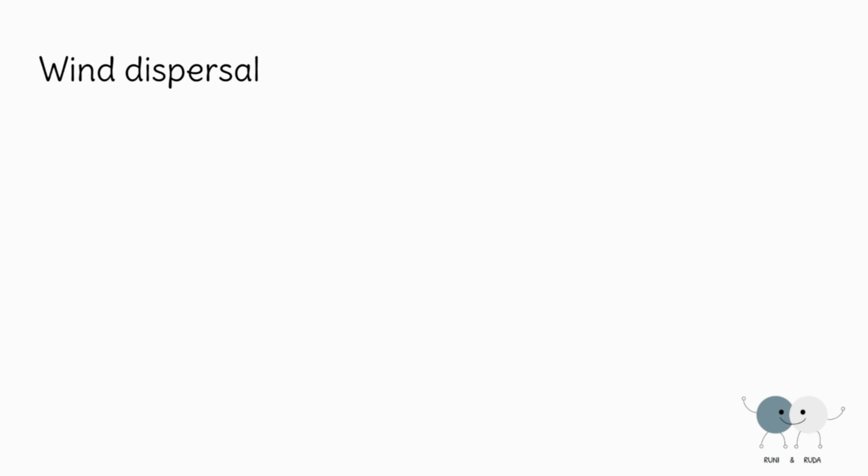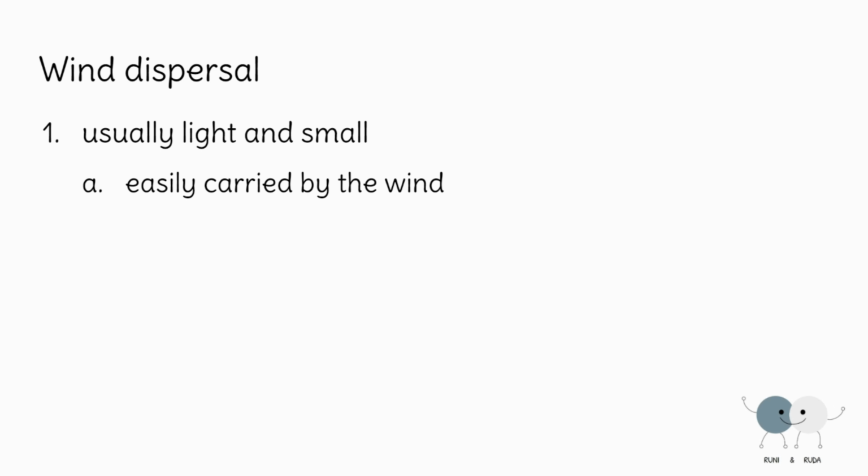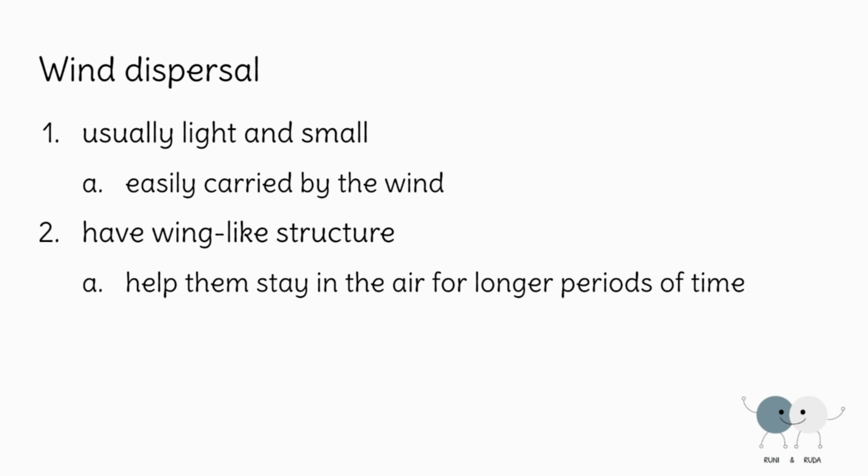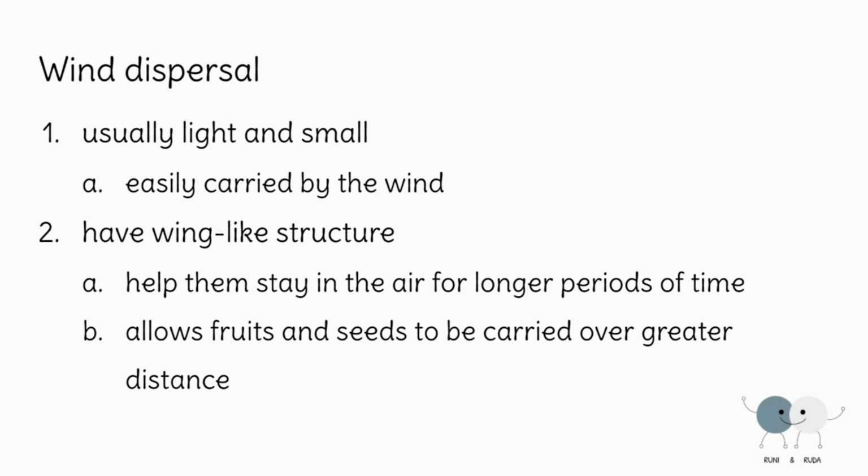For wind dispersal, the plants will usually have light and small seeds so that they can be easily carried by the wind. They will also have wing-like structures, which help them to stay in the air for longer periods of time and allow fruits and seeds to be carried over a greater distance.